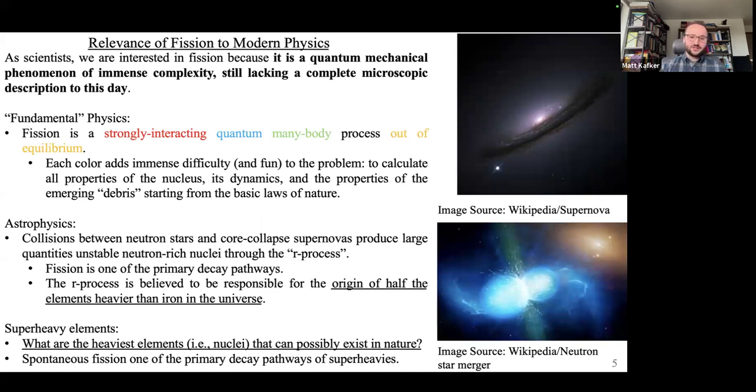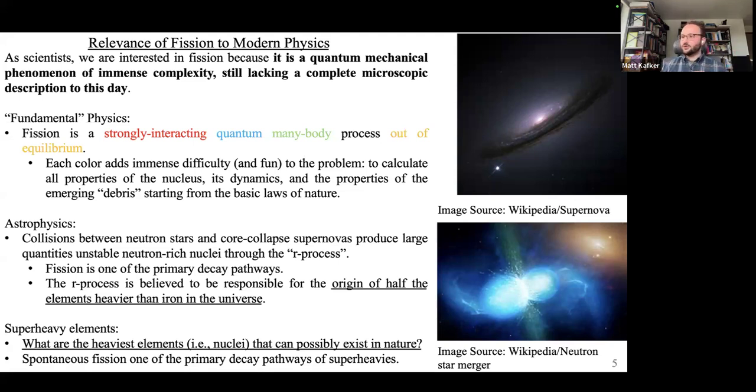We're interested in fission because it is a quantum mechanical phenomenon of immense complexity, which still lacks a complete microscopic description to this day. So I'm going to say in a little bit more detail what this means and take three perspectives as to why, from a scientific perspective, we care about the theory of nuclear fission and fission in general. So there's the fundamental physics perspective.